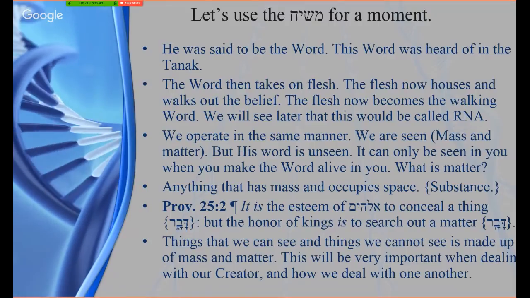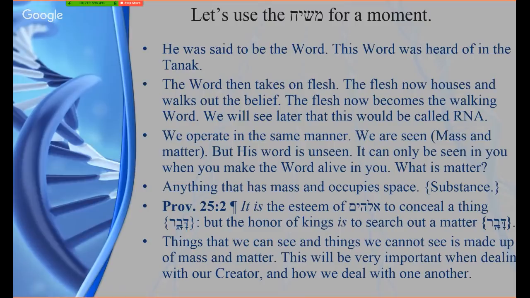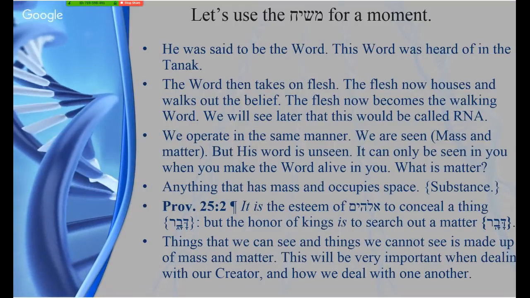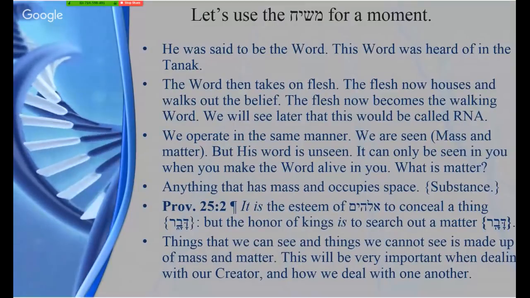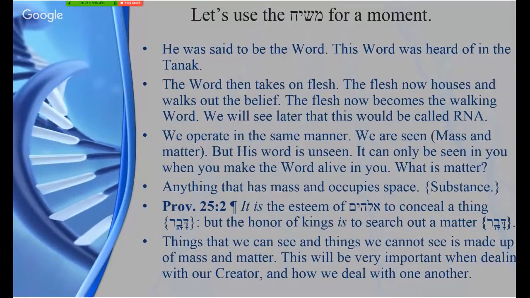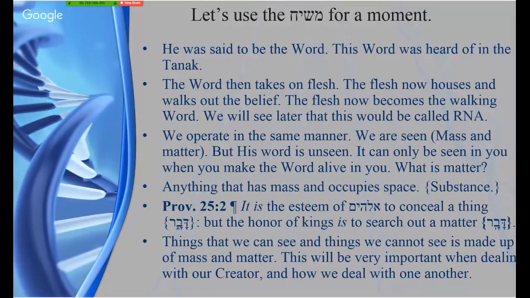All right, so things that we can see and things we cannot see are made up of mass and matter. This will be very important when dealing with our Creator and how we deal with one another. When I say things seen and unseen, can you tell me what I mean by that? Stuff that is seen and unseen. So you're seen. Okay, so we're the mass and matter, we can be seen, right?